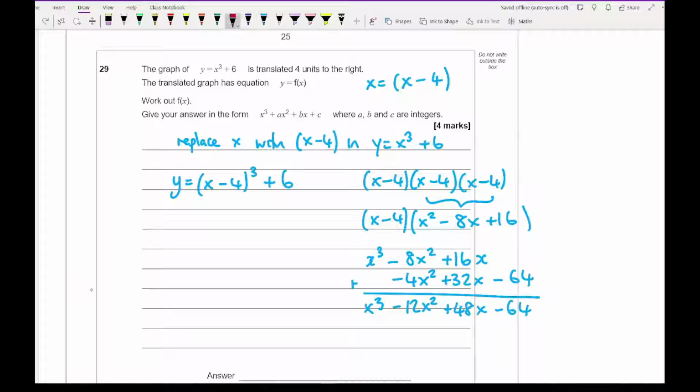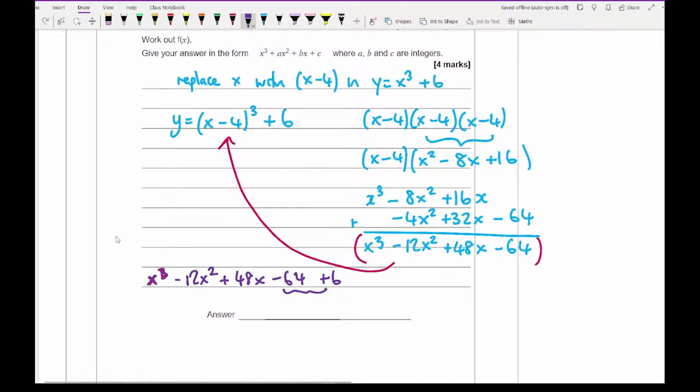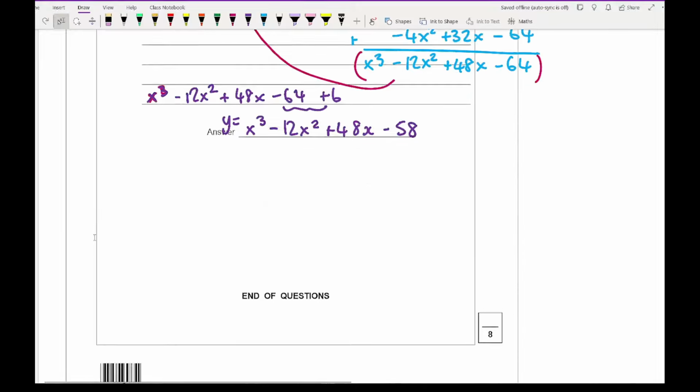Now if I swap this in, what I end up with is x cubed minus 12x squared plus 48x minus 64, plus the 6. If I combine those two things together, it should give me my final answer of x cubed minus 12x squared plus 48x minus 58, and that all equals f of x. And there we are done.